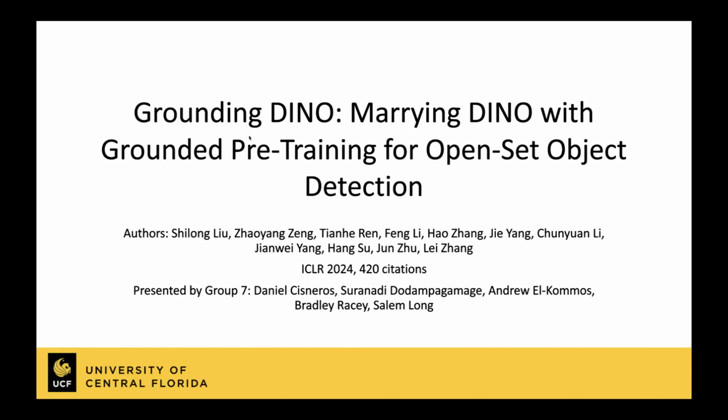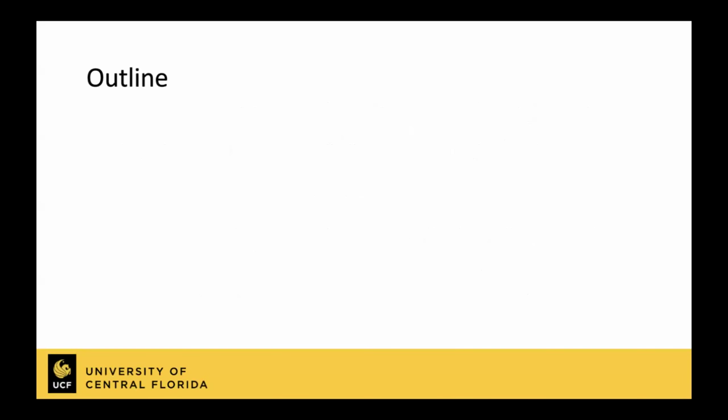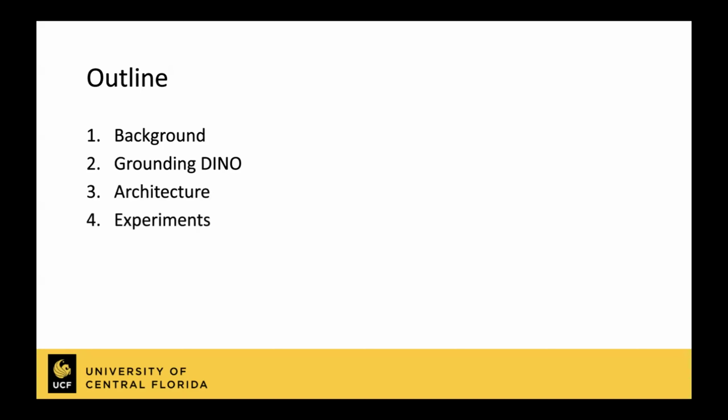Today we would like to present Grounding DINO, marrying DINO with grounding pre-train for open set object detection. Here we have the authors of this paper, and this paper has 420 citations. Here is the outline of our presentation. First we're going to talk about the background, which gives insight into open and closed set detection. Then we're going to talk about Grounding DINO and its related work, followed by its architecture, experiments, and applications.